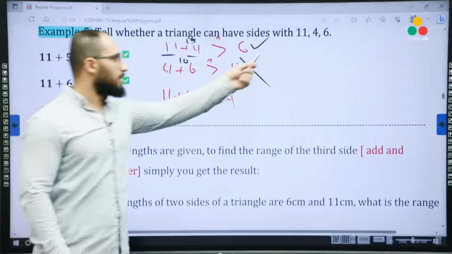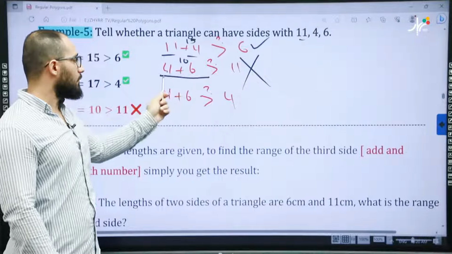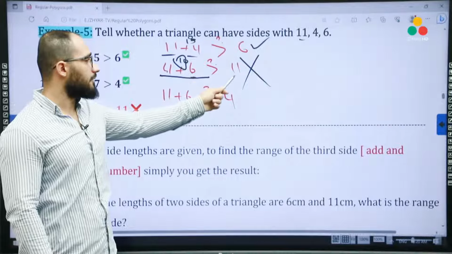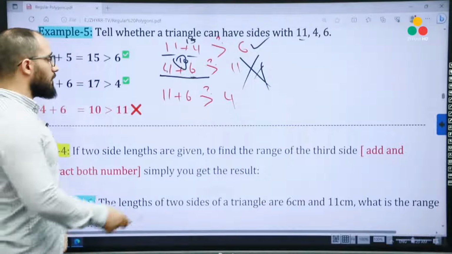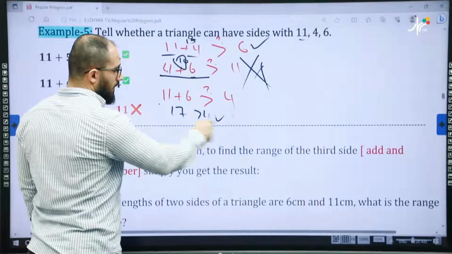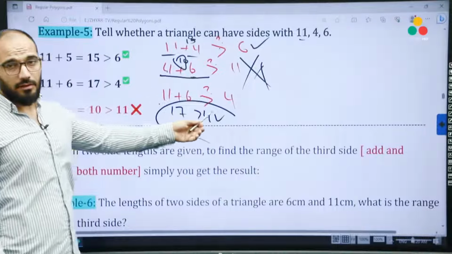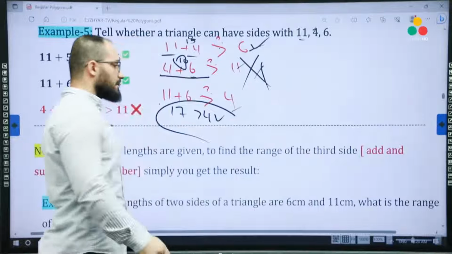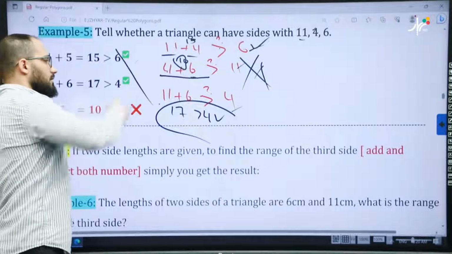That's why these three numbers are not going to make a triangle, because for one of the sides here, we add 4 and 6, and it became 10. But 10 is not greater than the third side, which is 11. That's why it does not apply the rule. Even for the third one, 11 plus 6 is 17, greater than 4. But it still does not work because it must apply for all of them. If it does not apply for one of them, then you say it is not going to make a triangle.